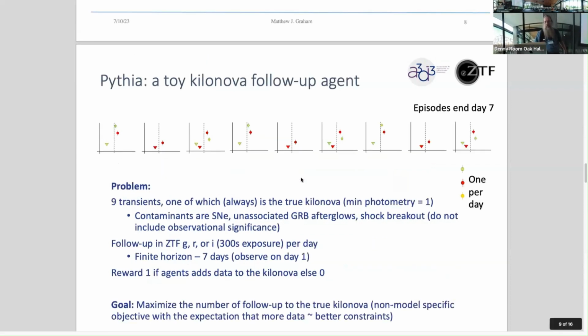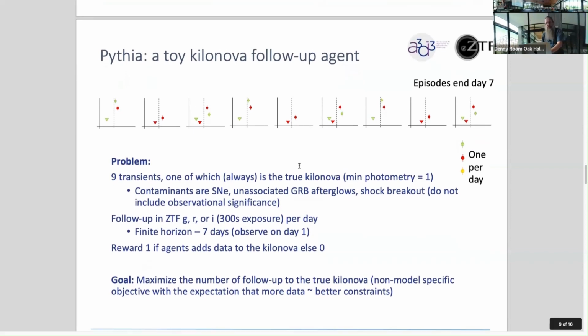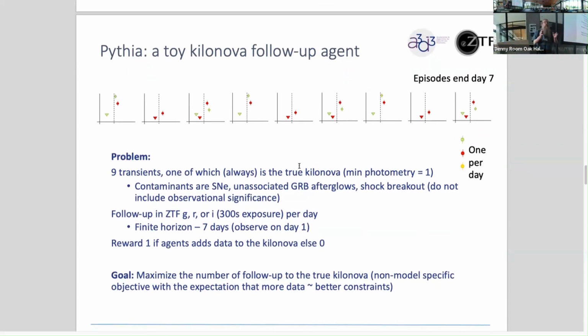Because the real world is far too complex, we've created a toy. We wanted to demonstrate, first of all, to the astronomers that this is a solution that will work, before we say, this is what you need to do, just give us all your time and we'll let the machine do it for you instead of the expert. So we have a toy system that Harika has developed called Pythia, a toy kilonova follow-up agent.